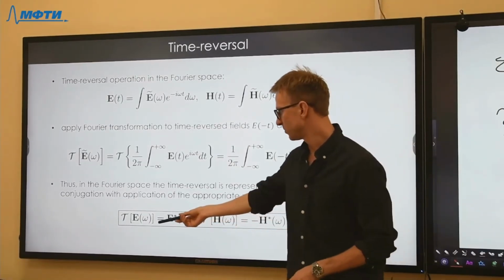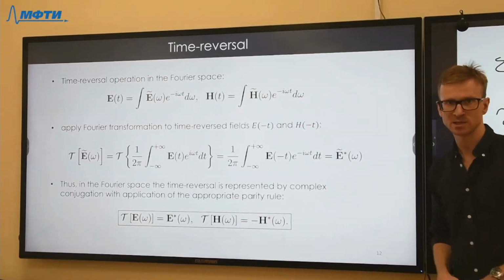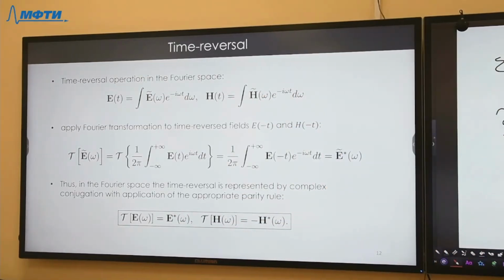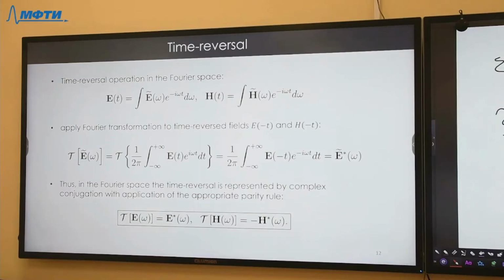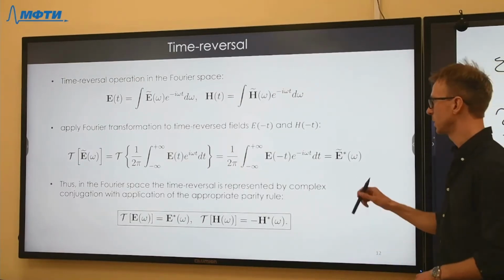And we obtain the following rules that describe how electromagnetic fields are transformed in the Fourier space when we apply the time reversal operator to this Fourier component.